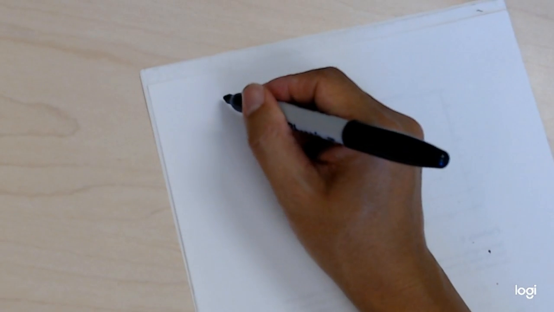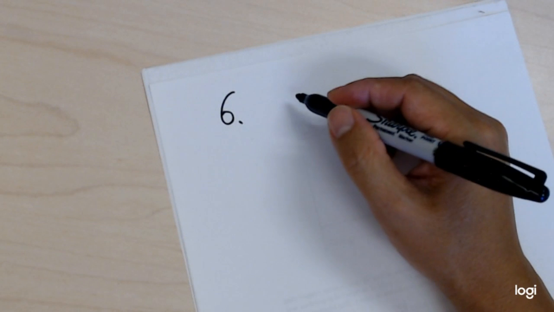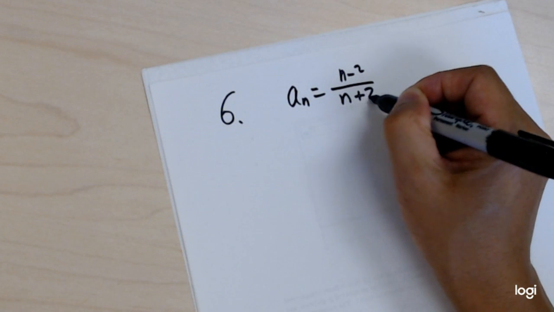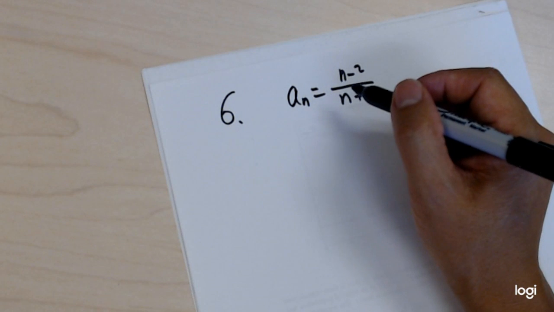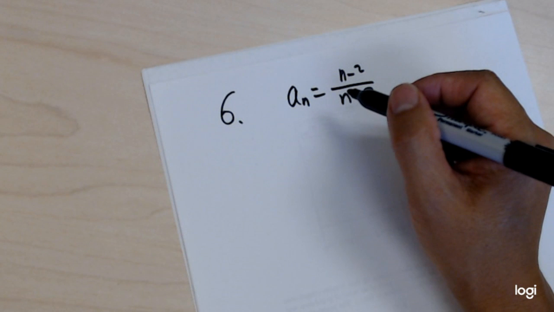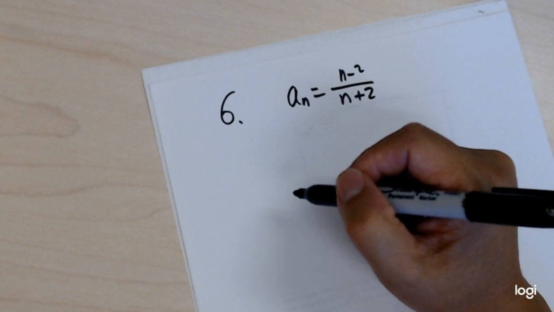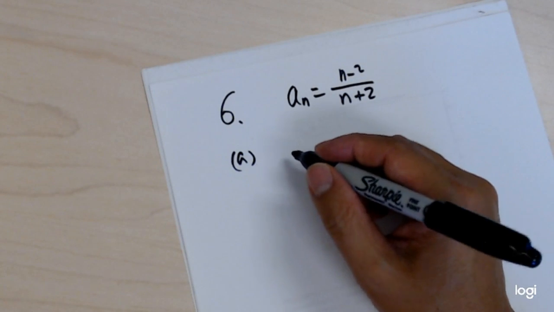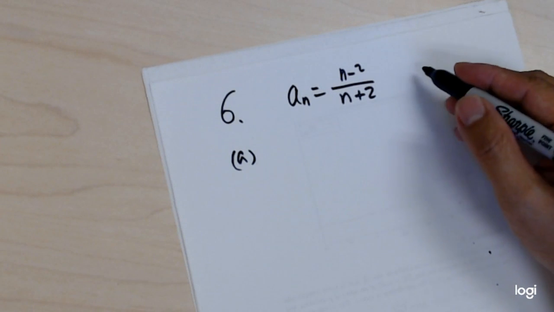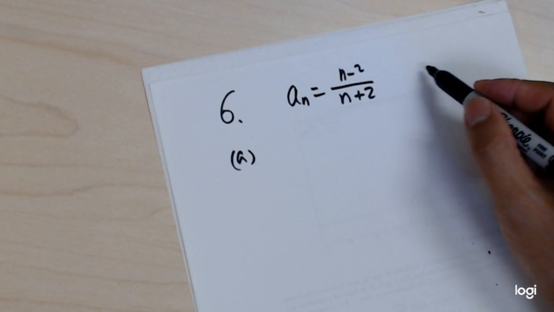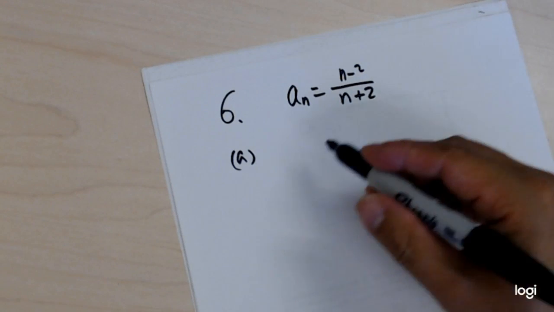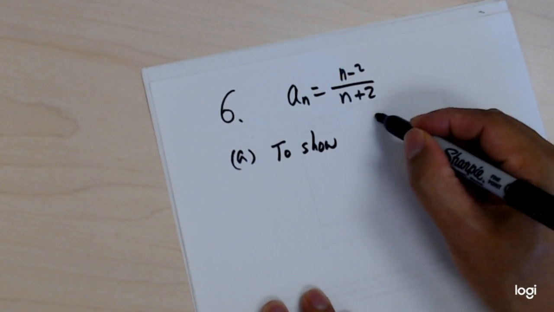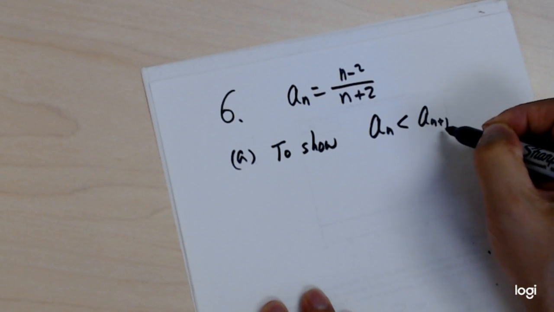Now we're going to work on number 6. The sequence that I have is given by this formula. The first part asks: is this increasing or decreasing, or actually show the sequence is increasing. If I want to find out what happened to the sequence, I will plug in different values of n and check if it's getting bigger or smaller. But to show it's increasing means I need to show a sub n is less than a sub n plus 1. So the next term is getting bigger.